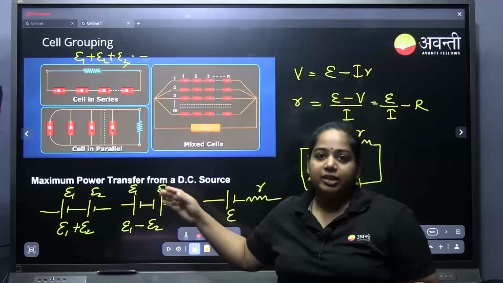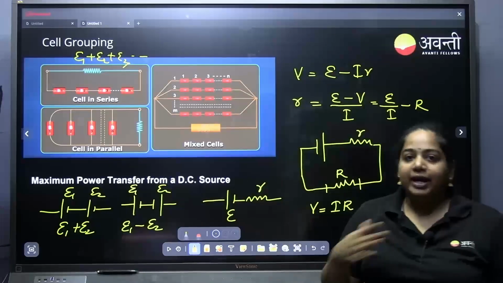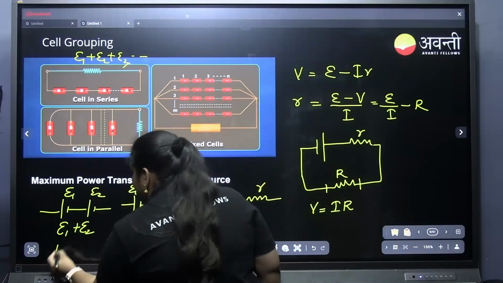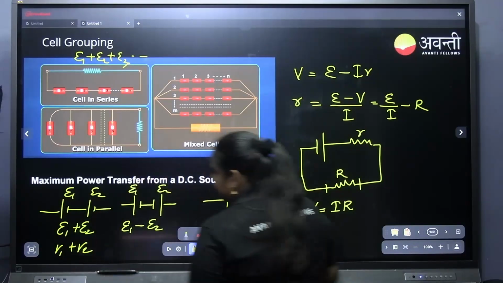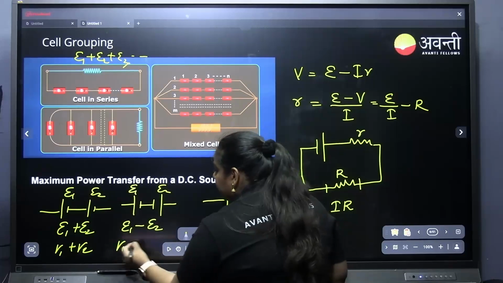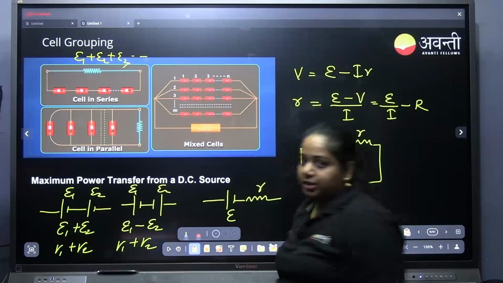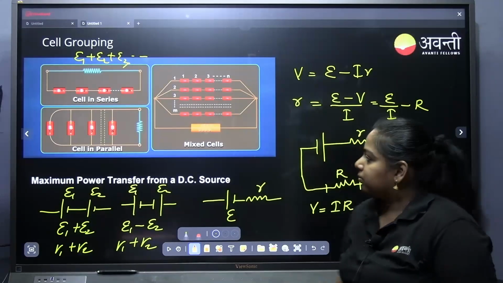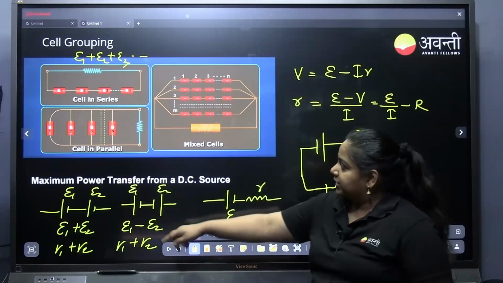That is in the case of series connection. And the resistance also we directly add. Assuming resistances are connected in series, we take R1 plus R2. In this case also it will be R1 plus R2 only for resistance. Resistance we are not going to subtract. Okay, this is series connection.